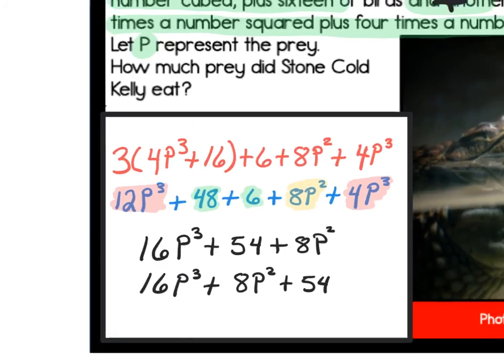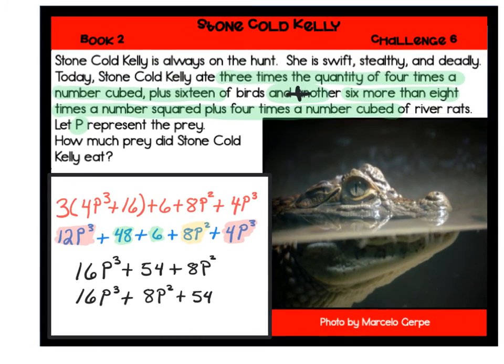Let's go back and look at the question. Stone Cold Kelly is eating some birds and some river rats, and we want to know the total amount of prey that she ate. How much prey did she eat in all? Well, she had 16p to the 3rd power plus 8p to the 2nd power plus 54. And that's a whole lot of food for Stone Cold Kelly.